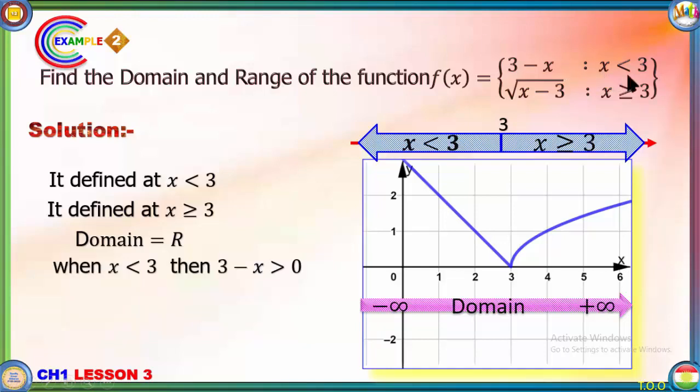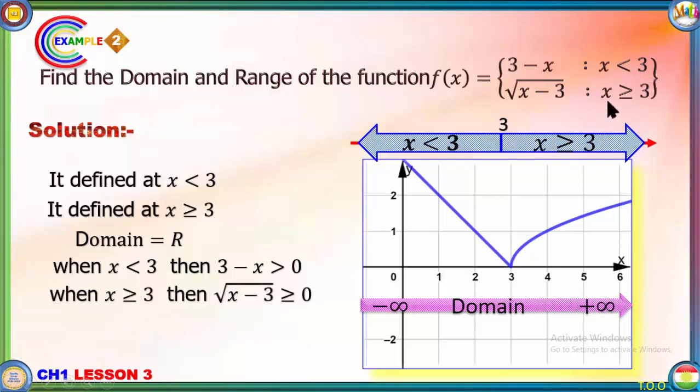When x is less than 3, 3 minus x is bigger than 0. You can take a number. If you take 0, you can see that 3 minus x equals 3, and 3 is bigger than 0. And if we take minus 1, 3 minus x becomes 3 plus 1, it's 4, and 4 is bigger than 0. Whatever the value of x less than 3, 3 minus x is bigger than 0.